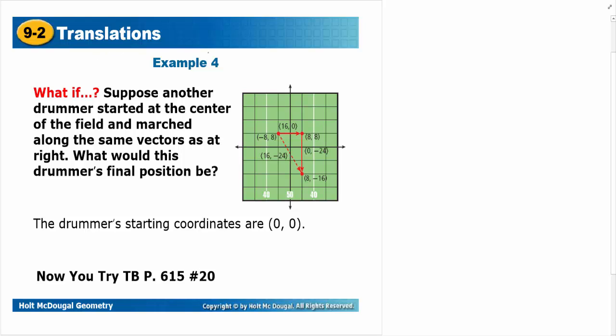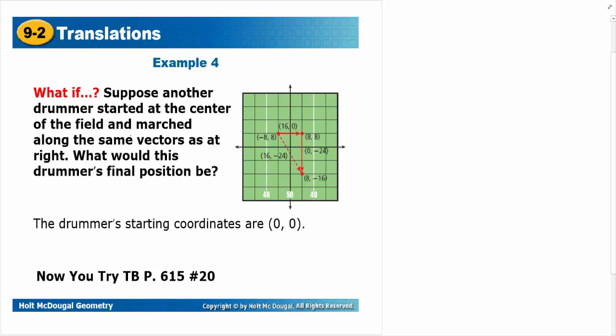Okay, so next up, example 4, a little what-if question. So again, we got our figure here. Obviously, it looks like we've got a marching band going on. You got your 50-yard line and all these things, and this is kind of how they're moving. But let's go ahead and get the details as we read this.